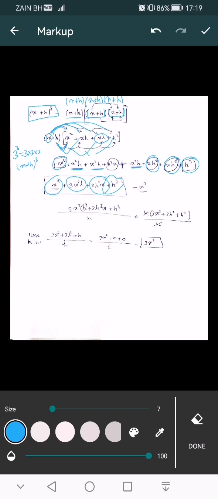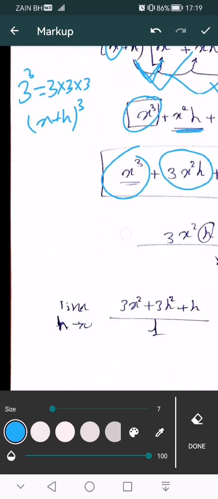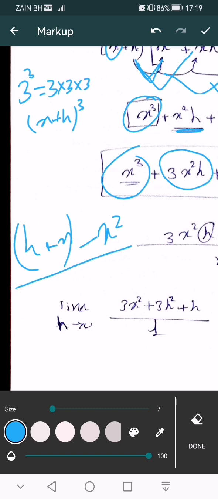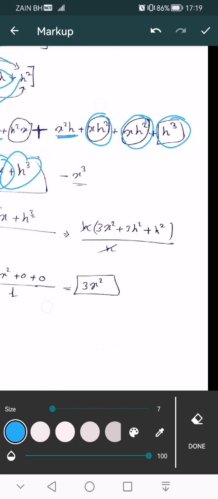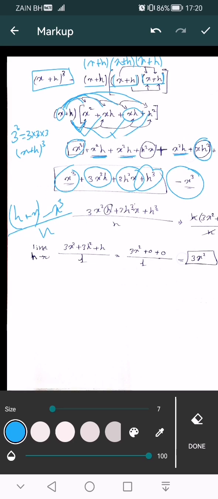Our question is like this, I mean it is h plus x minus x square over x cube minus x cube over h. The question is like this. So for that reason I put here minus x. Okay, now I have brought minus x.